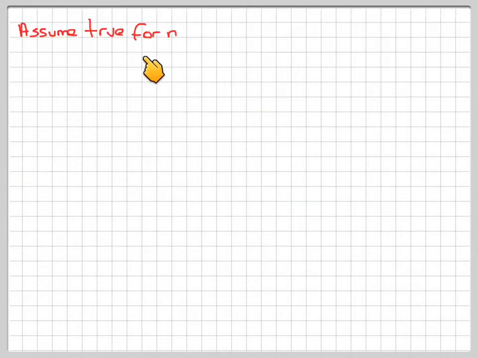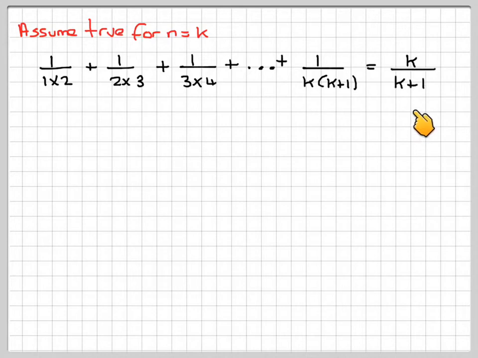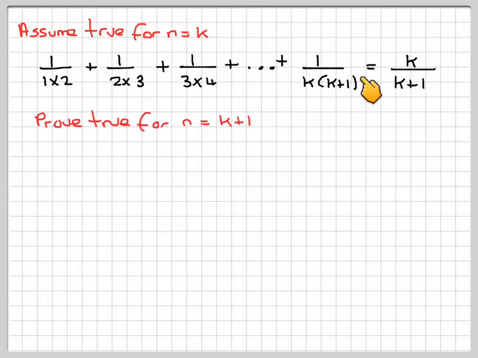We now assume true for n is equal to k, i.e. 1 over 1 times 2, plus 1 over 2 times 3, plus 1 over 3 times 4, up to plus 1 over k times k plus 1 is equal to k over k plus 1. And now what we do, we prove true for n is equal to k plus 1 by adding the k plus 1 term in here and here.